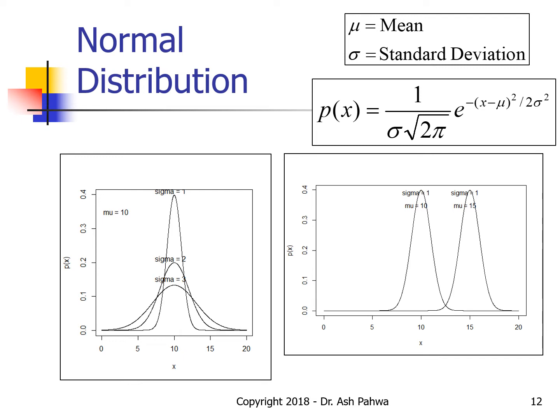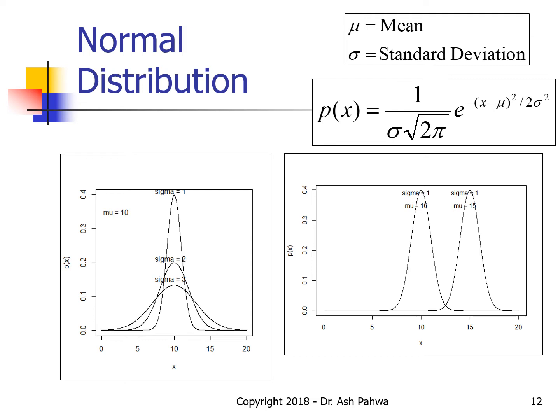If we have to describe the normal distribution, we can do it in mathematics as the probability of x equal to 1 over sigma under root of 2 pi e to the power of minus x minus mu whole square divided by 2 sigma whole square. But we are not going to use this formula because there are a lot of tools available that can give us the distribution which is normal. As we see in the formula, mu is the mean and sigma is the standard deviation.